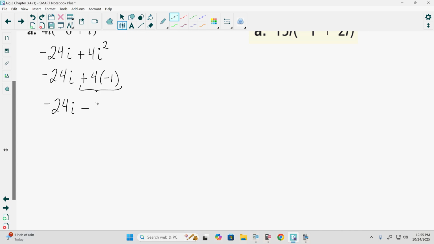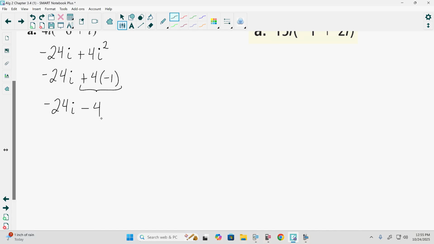4 times negative 1 is negative 4. So it tells us that we have negative 24i minus 4. Now we're not going to leave it in this form, because when we write these complex numbers, we always want them written in standard form. Standard form is a plus bi.